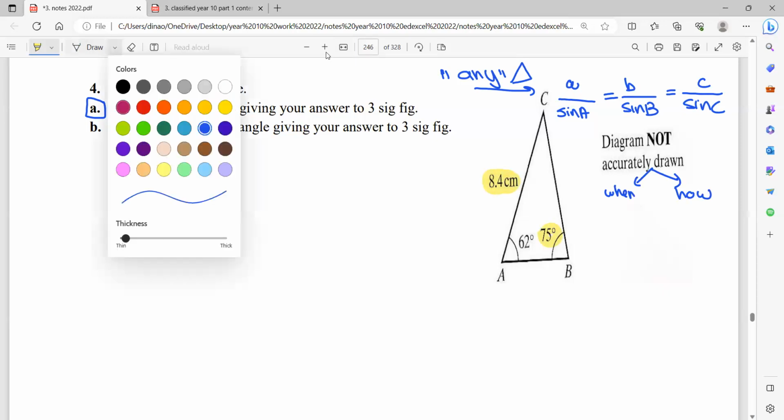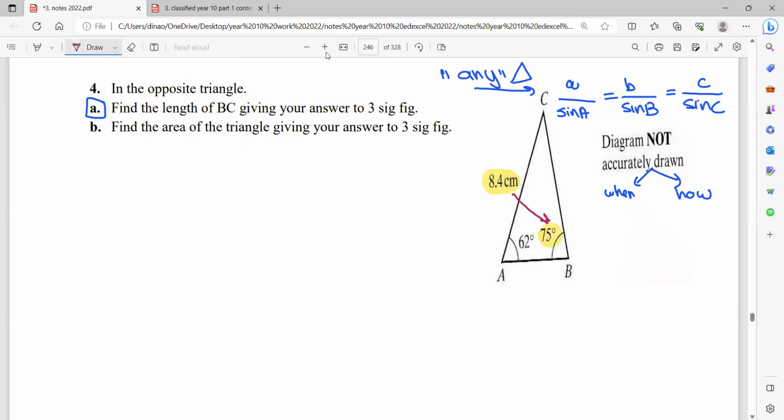You need to look for a pair. This is a pair. And what do I mean by a pair? A pair means a given side and the opposite angle. The side and its angle must both be given as numbers. Okay? Given as numbers. So, do I have a pair in this question? Yes, I do. So I'm allowed to use the sine rule. Now, moving on to the steps.